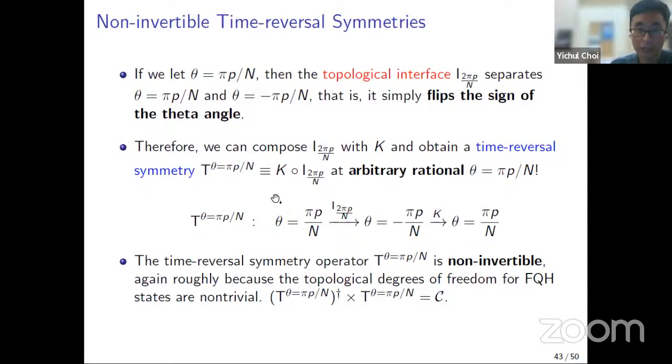Okay, now let's go back to our discussion of time reversal symmetries. Let's say we have a Maxwell theory where the value of the theta angle is some rational number times π. So I have πp/n. In this case, something special happens. This topological interface I_{2πp/n} that we just defined simply flips the sign of the theta angle, when the theta angle takes this particular value. And therefore, we can now compose this topological interface I_{2πp/n} with the most naive time reversal symmetry transformation K. And then the composition will leave the theory invariant.